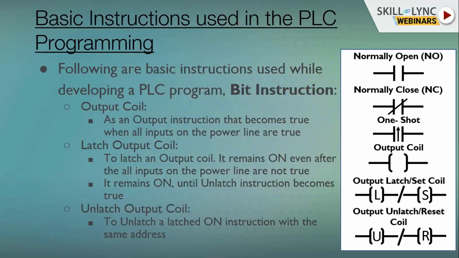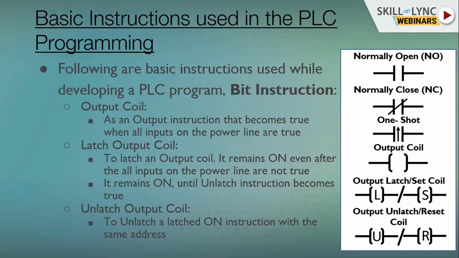Output coil is the output instruction which receives the signal. The outcome of the logic solved in each line will be saved in an output coil, and the output coil will be connected to a field output device, so that when the output coil is on, that corresponding field device will be switched on.